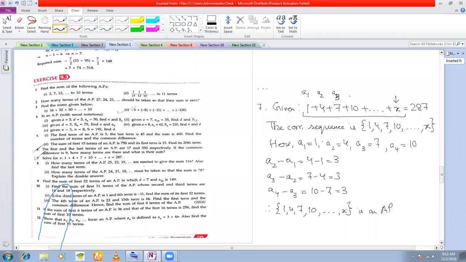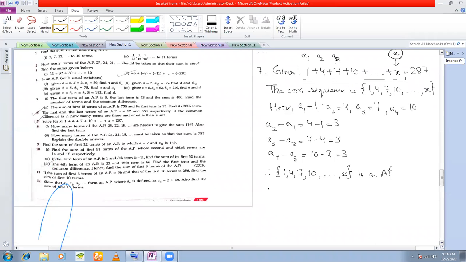This is your third term, but I don't know what number of term this is. Whether this is a 15th term, 16th term, 17th term, 200th term, I don't know. So what I do is I assume, let this be the nth term. So let x be the nth term of the AP. Therefore, an must be equal to x.